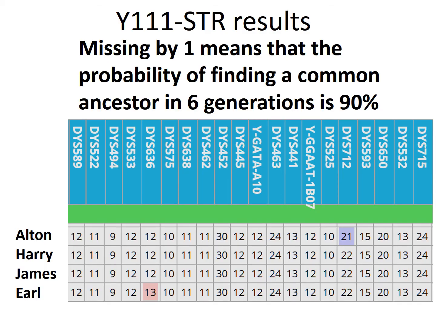And here's what you get on 111 markers in my case. I'm just showing you a small piece of them because that's the only place that there's any difference. You see Alton has a different value, 21, on DYS 712, and you'll see Earl has a different value on DYS 636. Other than that, all four of us have the same values every place.